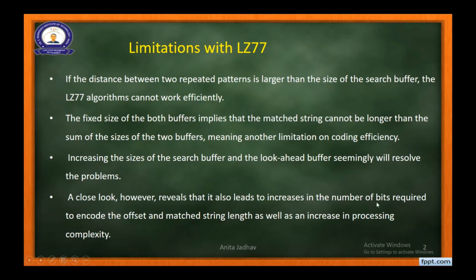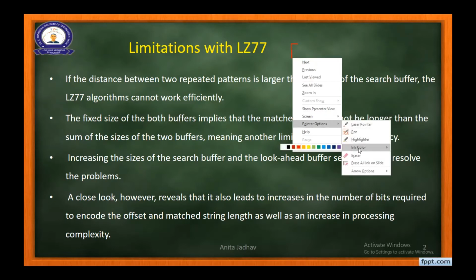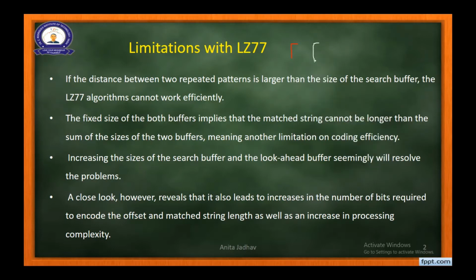this will also lead to an increase in the number of bits required to encode the offset and the length. If you remember the number of bits required, we had written one formula where, just give me 1 second, I will change the ink color to white. The ceiling of bits required to represent the search window plus ceiling of bits required to represent the window size plus ceiling of bits required to represent A. So if you are going to increase the size of this, that means you are going to increase the number of bits required to represent it.